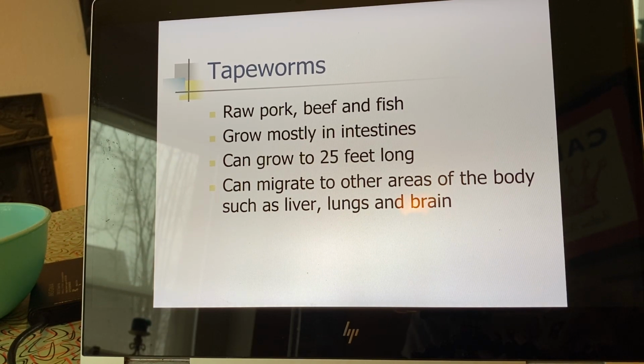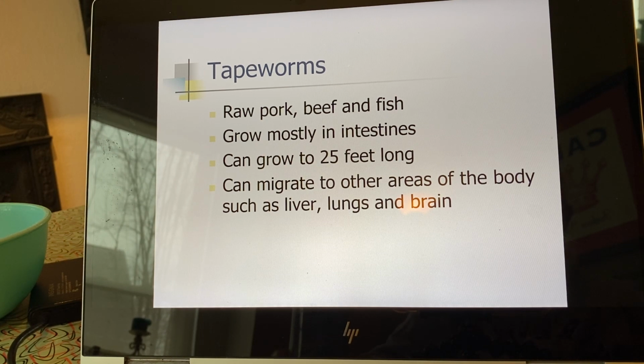So tapeworms, and really most parasitic worms, they want to live in your intestines because it's a constant supply of nutrients and there's plenty of space. Where we run into problems is if they mistakenly end up in the brain. The person can have seizures. They can disrupt other organ function like your lungs and your liver.